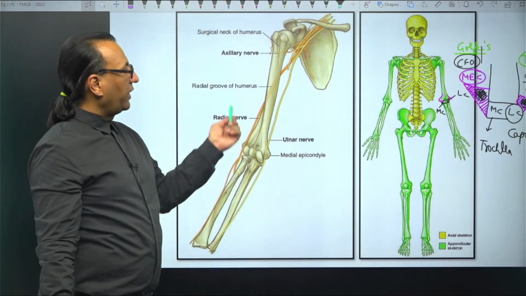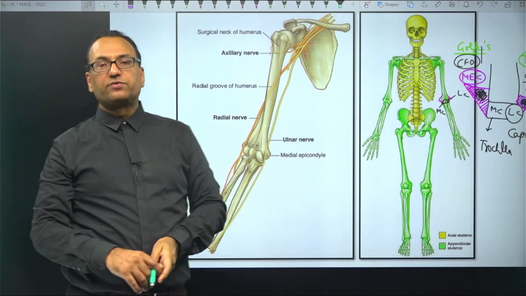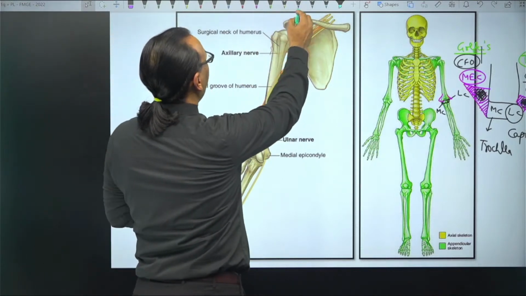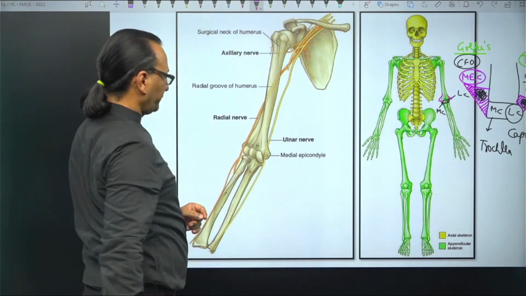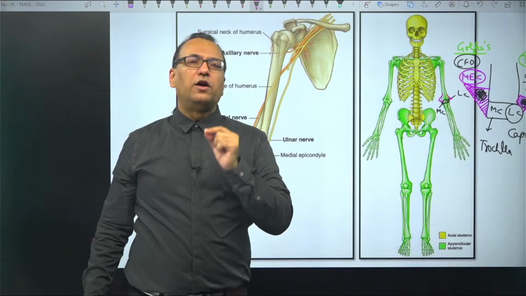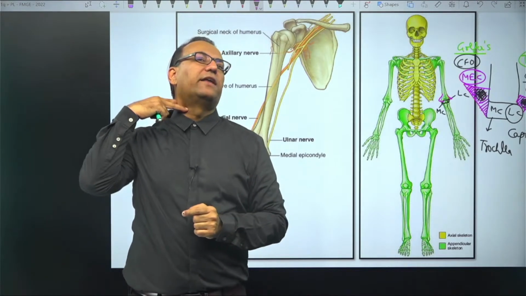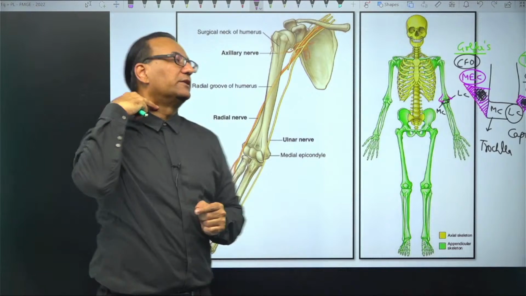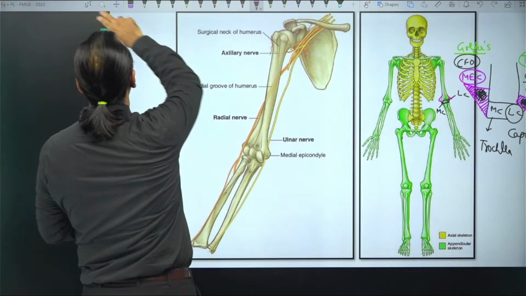If that kind of fracture happens, then which nerves are prone to injury? First of all, you should know that there is a lower trunk of brachial plexus in the neck region. And let me zoom it a little bit.